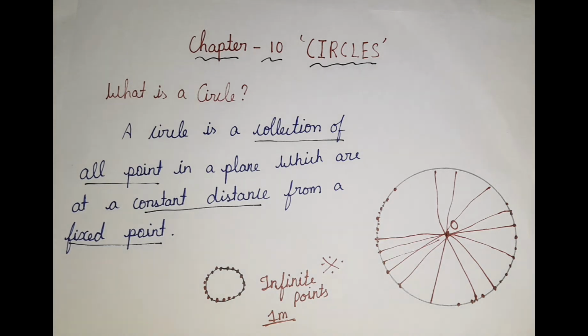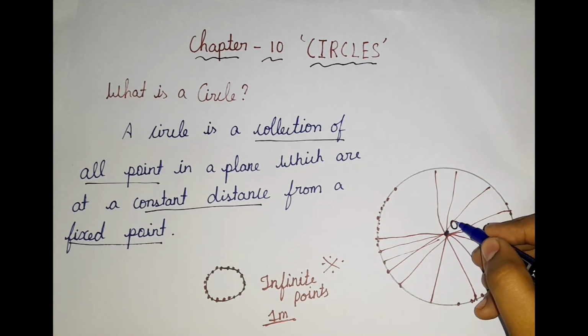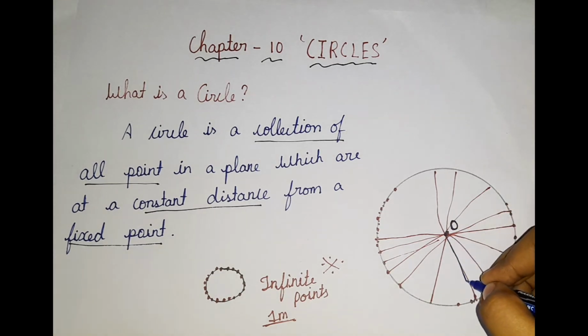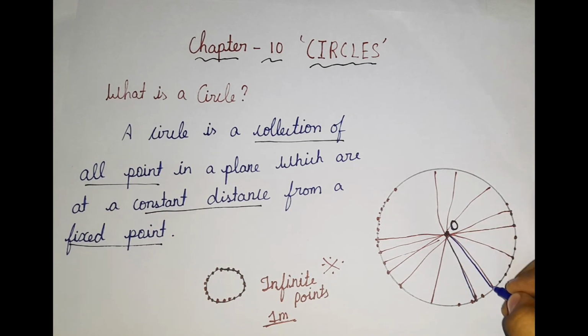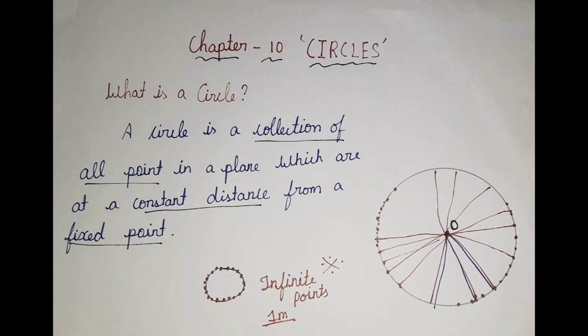Okay, this is the fixed point, which is denoted as O. From this fixed point only we are drawing the lines. Am I right? So what are these lines? These are the constant distance. Constant distance means equal distance. So this is the definition of a circle.